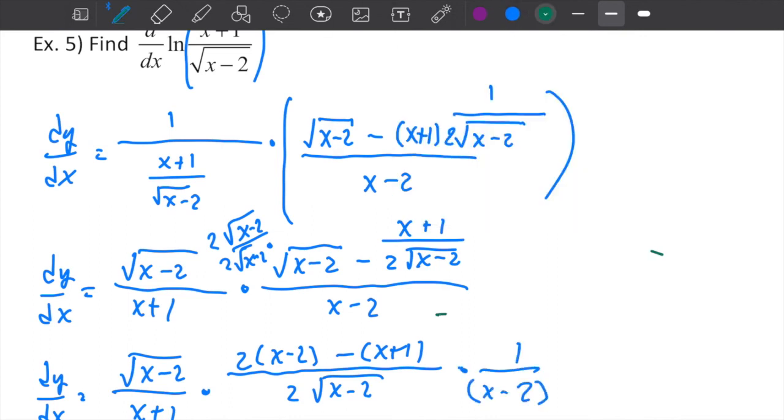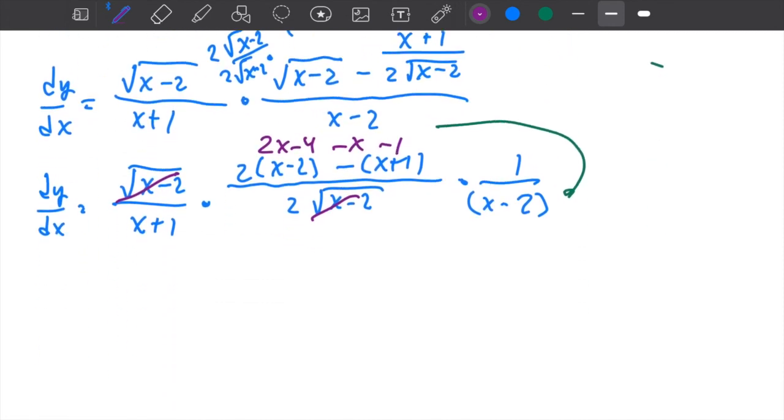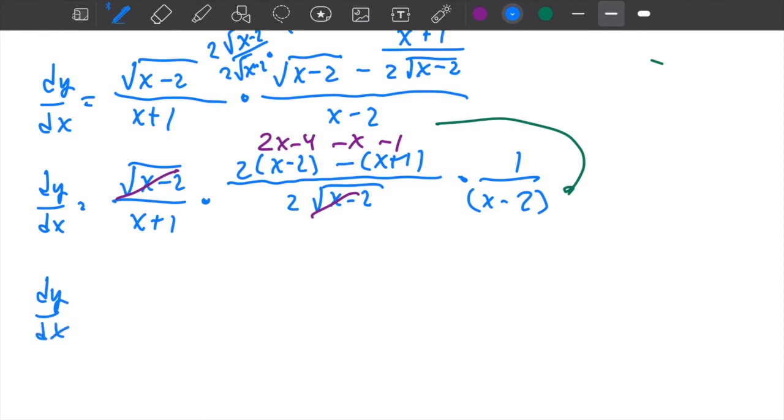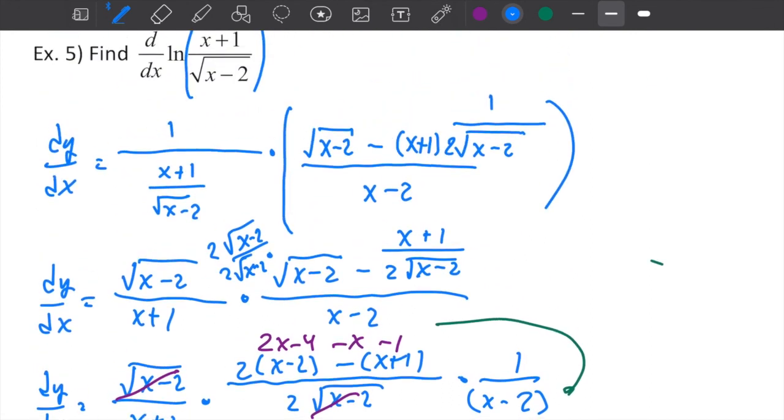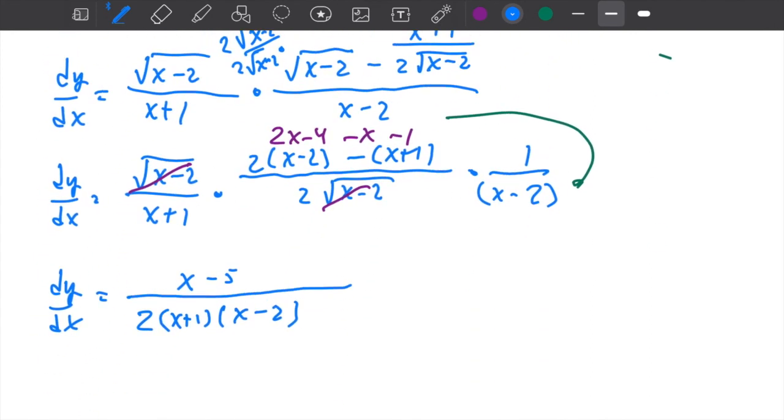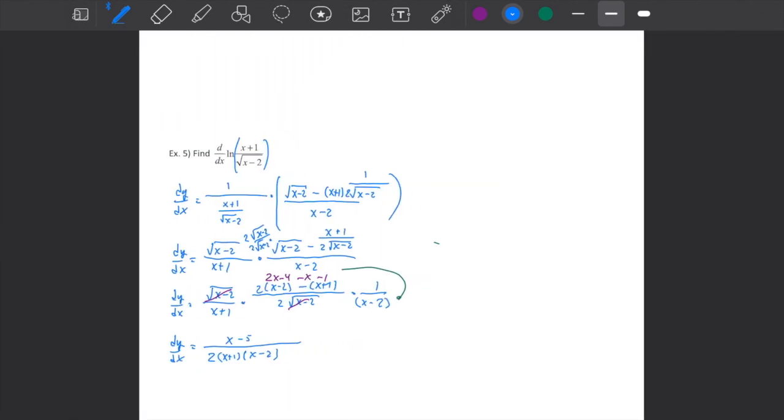Since this is multiplication, we've got root x minus 2 cancelling root x minus 2. Here we've got 2x subtract 4, subtract x, subtract 1. And one last step, we have dy/dx is equal to x subtract 5 divided by x plus 1 multiplied by 2 multiplied by x subtract 2. You can, of course, leave it without simplifying it, but there is a simplified statement. That's all we got. Enjoy.